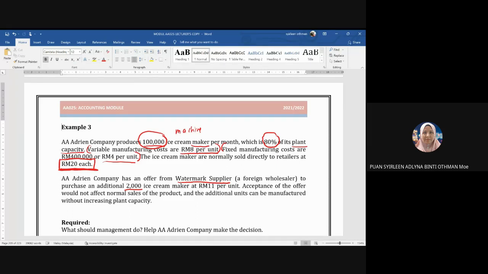Tetapi dia tak mau beli pada harga RM20. Kita jual dia RM20 kan? Dia tak mau beli RM20. Dia nak beli RM11 saja. Okay, ini one off. One off maknanya sekali ni je dia minta nak beli. Bukannya tiap-tiap bulan. You kena faham situation accept or reject ni is occasional situation. Bukannya setiap bulan pun akan ada. Okay, alright. So acceptance of the offer would not affect normal sales.